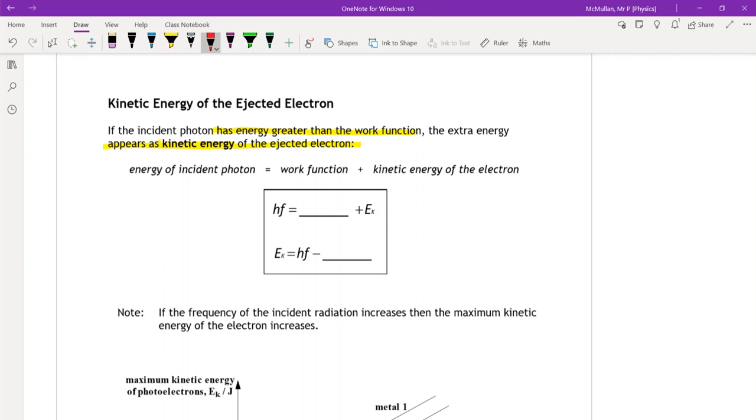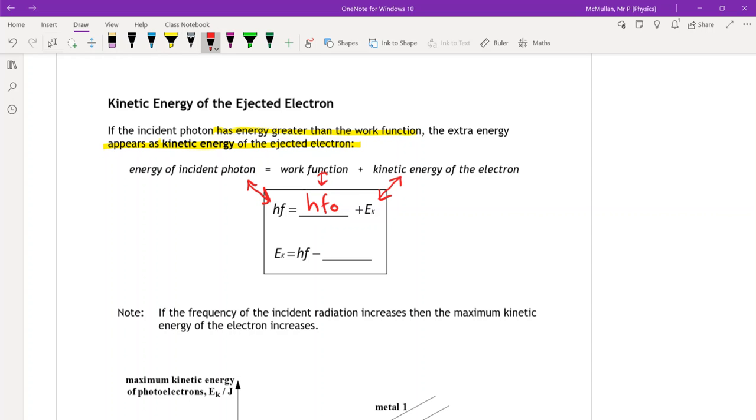The energy of the incident photon, hf, is equal to the work function, hf naught, plus the kinetic energy of the electron. So if you had the work function and the energy of the electron, you could work out what energy the photon arrived at.